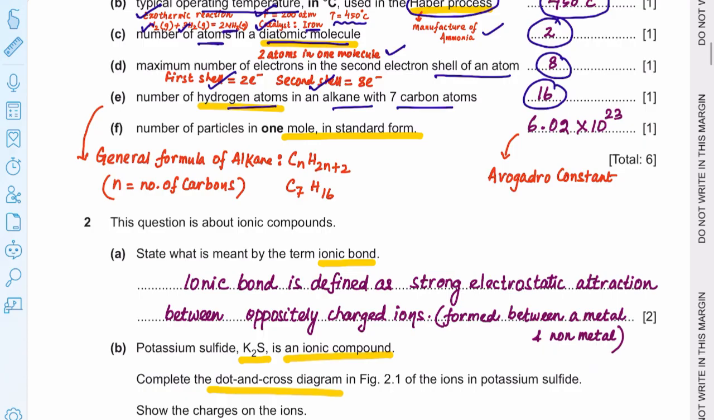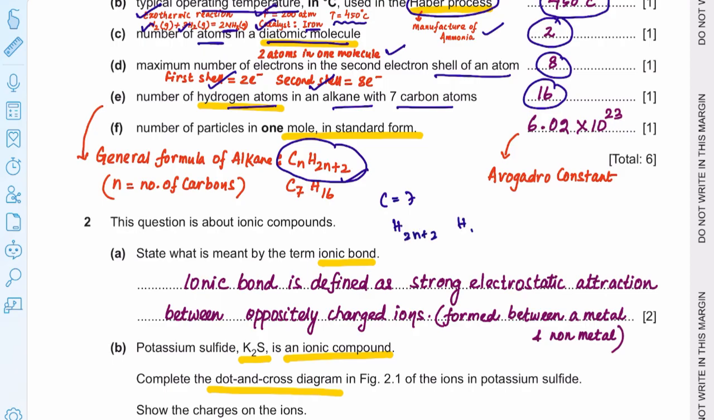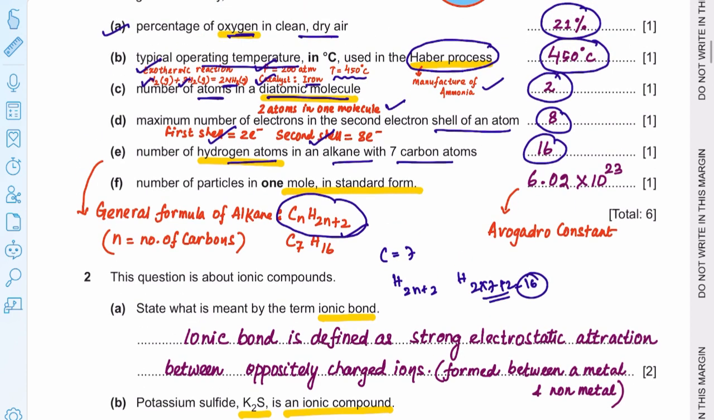How? Listen, the general formula of the alkane is CnH2n+2. As per the question, if carbon is equal to 7, then H is 2 times 7 plus 2. That becomes 16. So for carbon 7, you get hydrogen 16. Then the number of particles in 1 mole in standard form is known as the Avogadro constant, that is 6.02 times 10 power 23. Got it?